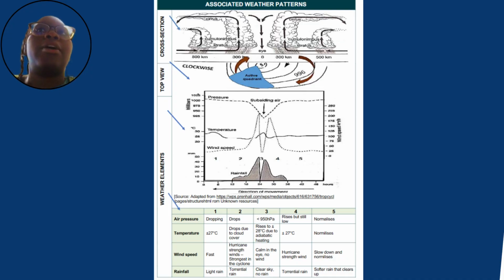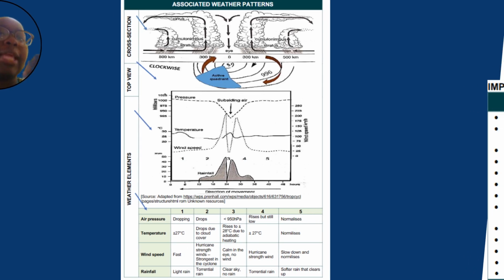At 4 as well, the wind is at hurricane strength. Rainfall at 1 is light because that's still building up, but at 2 and 4 it's very heavy rain. But in 3 again it's clear. So 3 is just having the time of its life. It's the eye, right? It's just really safe in the eye.